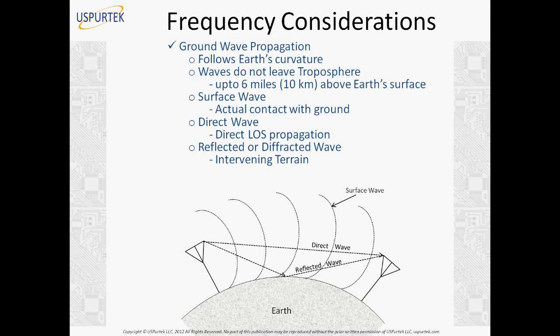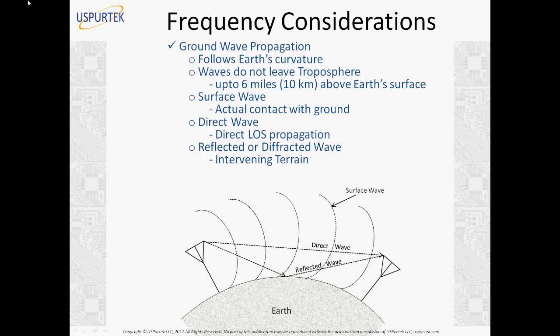So let's look at the ground wave propagation. Begin with the ground wave propagation. This is one mode of propagation that the radio waves follow. Now, in ground wave propagation, the radio waves follow Earth's curvature. They just follow the curvature. You see here, the spherical ones, they just follow the Earth's curvature and reach the antenna on the other side. So waves do not leave the troposphere. They remain within the boundary of 6 miles above Earth's surface.